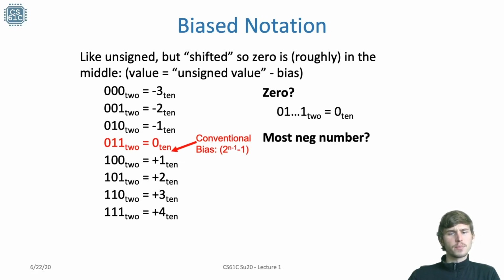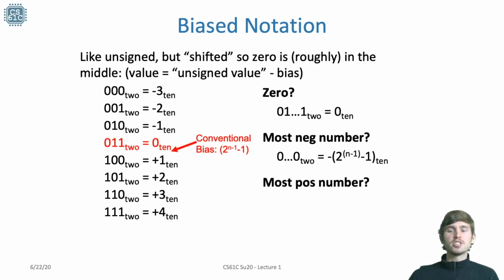How about the most negative number? Well, once again, the most negative number is very similar to unsigned, where it's the smallest unsigned value, which is just all zeros, which means the most negative value we can represent is our bias, which is negative 2 to the n minus 1 minus 1. How about the most positive number? Well, the most positive number is also similar to unsigned, which means it's going to be all bits on, which means we can represent values up to 2 to the n minus 1 with our given bias.